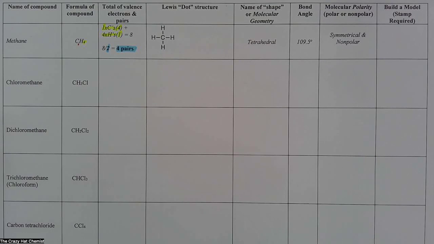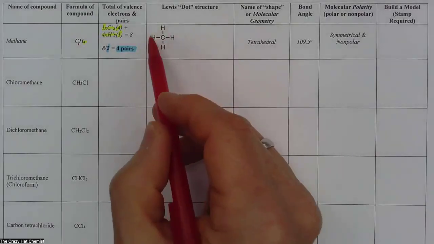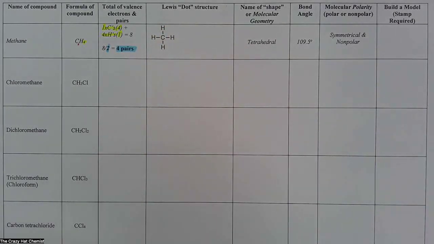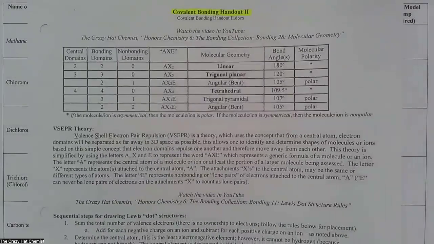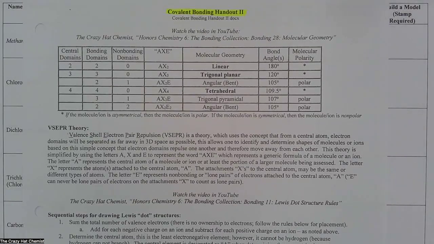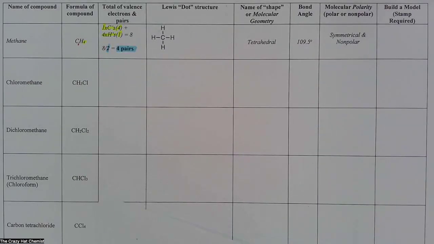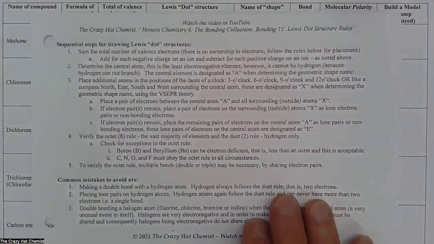All right, so now we are going to take a look at how to do the Lewis dot structure. And you can actually see the Lewis dot structure that I've drawn here, just as a reference. So like I said, you actually need this worksheet right here. It's the covalent bonding handout number 2. What we are doing is the lower 2/3 of this worksheet. So let me fold this so that I can show you how this works. Okay, so here we are.